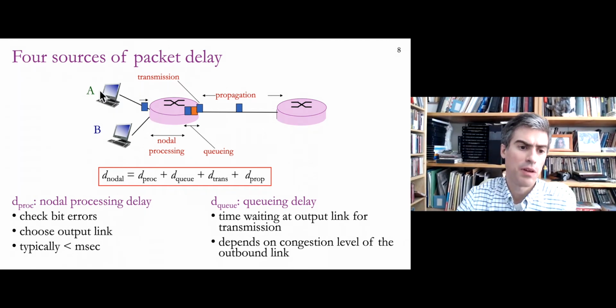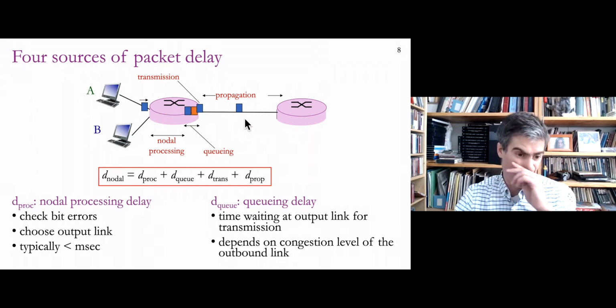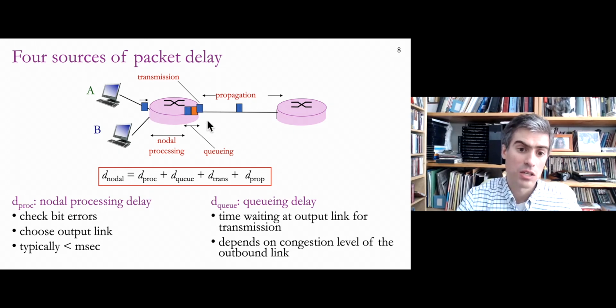For example, if A was sending a packet to B, if this packet had the IP address of B on it, then this router would look at the address and decide, oh, that packet has to go to the down left link instead of to the right-hand side link. Okay, so for that router to make that decision, it needs to examine the packet and look at some lookup table or something, right? So all of that is part of the nodal processing delay, some kind of processing that the router has to do when it examines the packet.